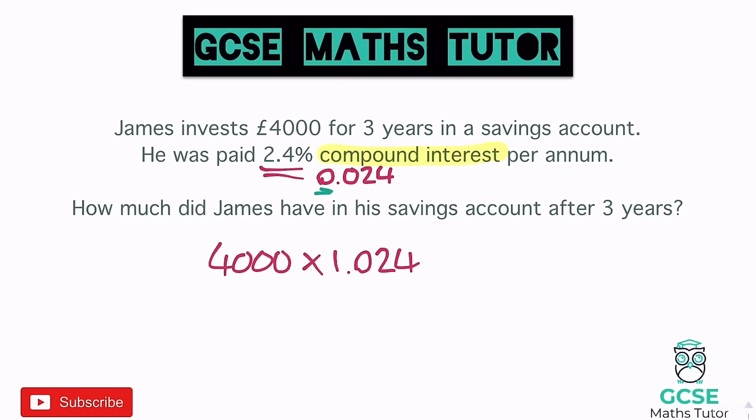Now that's great if it's 1 year, but this says 3 years. So what I actually want to do is I want to times by 1.024. I want to get my answer, times it by 1.024 again, get my answer, and times it by 1.024 again. And you can do that, you can type it in three times. If I do it now, times another 1.024, and then times another 1.024, we end up with a final amount of £4,294.97 when we round it up to the nearest penny.